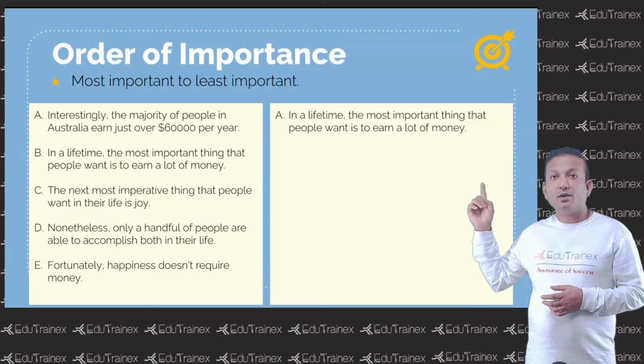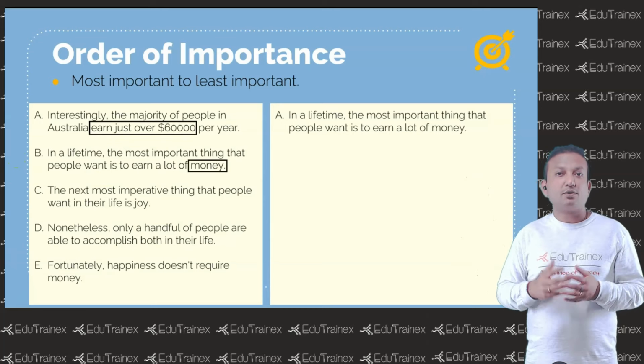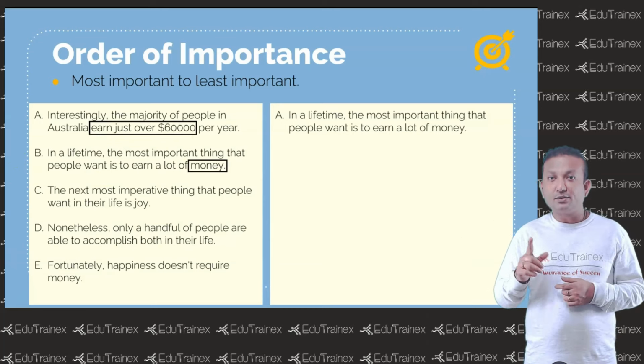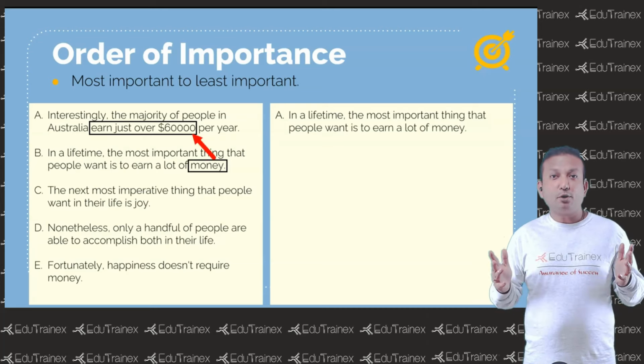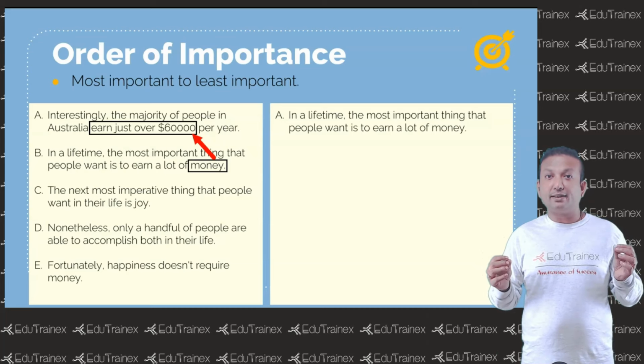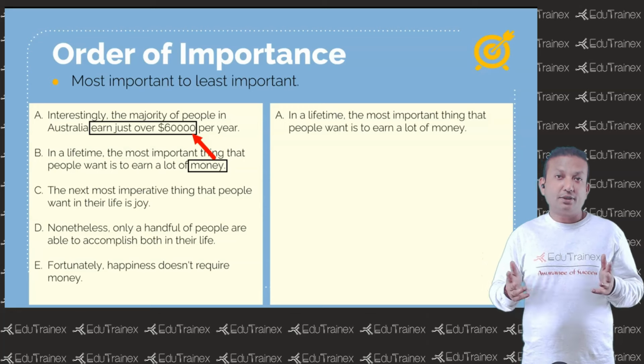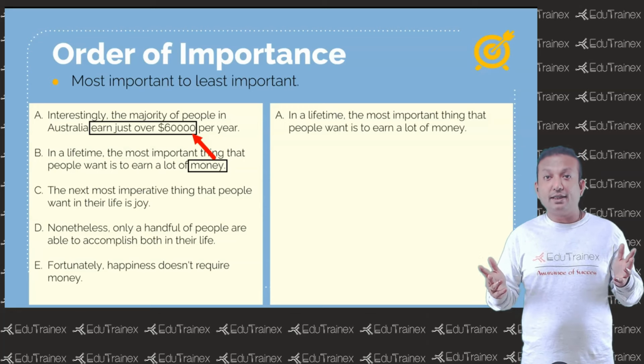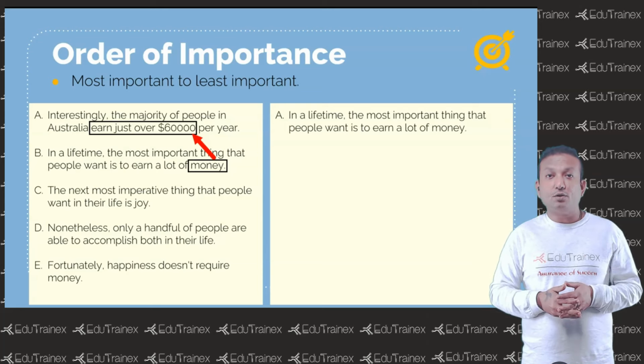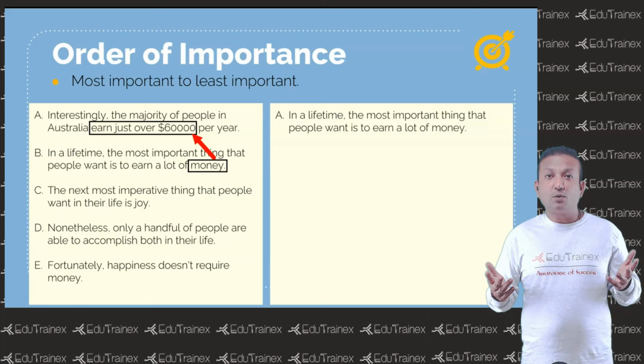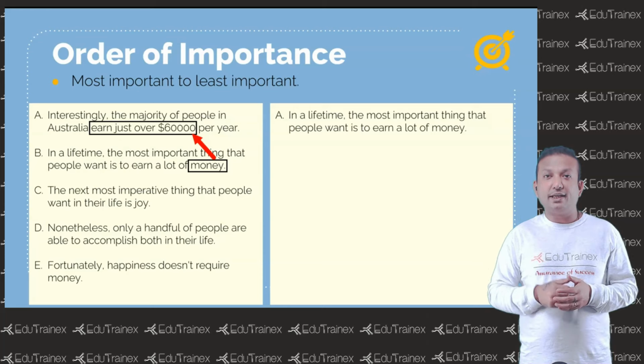And option A looks like a logical sequence here, because the first sentence talks about money, and this one highlights how much an average American earns every year. It can't be option C, as it talks about the next important thing, which is joy. And option D talks about accomplishing both in life, referring to both money and happiness. And option E also talks about both. But we haven't talked about joy or happiness yet. So, how can we have more details about it when we haven't talked about it? So, the second sentence is option A.